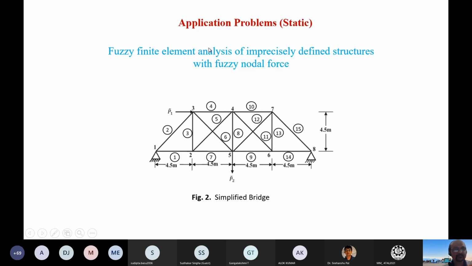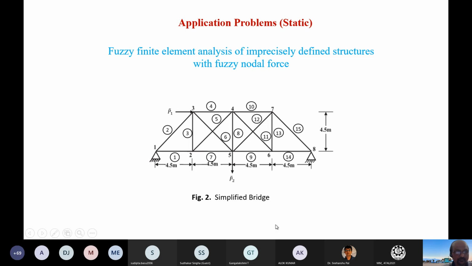Now, taking an application problem from static analysis, this is a civil engineering problem. This is a simplified bridge, which we have solved. I'm not going into all the details of finite element. Here we have used the fuzzy finite element. Finite element is already known, and there are very versatile packages like ANSYS and many others. Here it is fuzzy finite element.